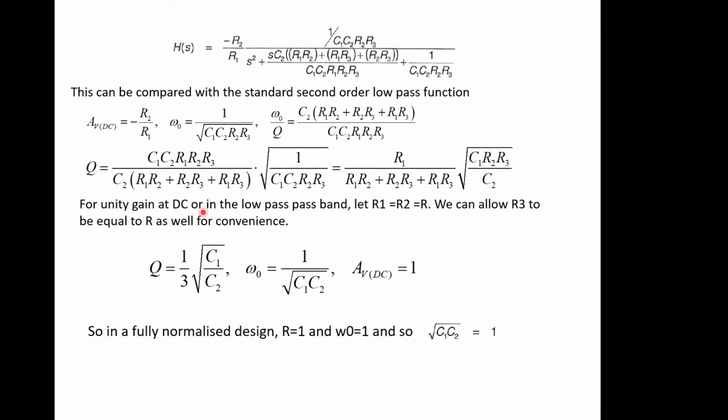So for unity gain at DC, we've got to start somewhere, so let's just let R1 equal R2 so that this factor here becomes 1, and that just gives us a gain of 1, so that normalizes it. So there's a constraint. Why don't we just allow R3 to be equal to R as well, just to see what happens. If we do that, suddenly we find that Q is equal to something very simple in terms of just the two capacitances. Omega naught is also dependent on the two capacitances, and the gain becomes 1. So it becomes quite neat in that respect for a fully normalized design.